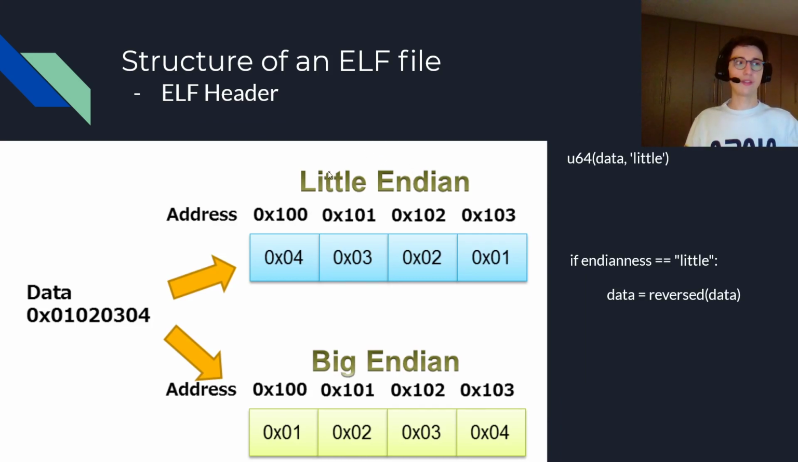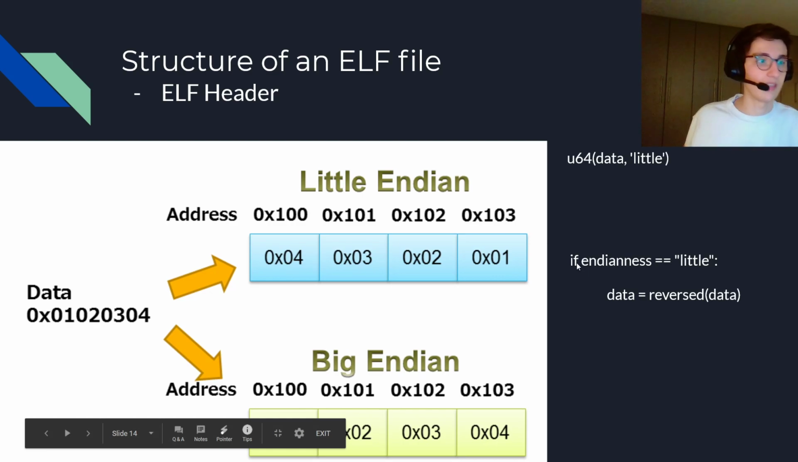So for example, if we use little endian, then that means that the least significant byte is going to be stored first. So in this data, 01, 02, 03, 04, the least significant byte here is 04. So we're going to put 04 in the first address, then we're going to put 03. So from the least significant byte up to the most significant byte. And then big endian is the opposite of that.